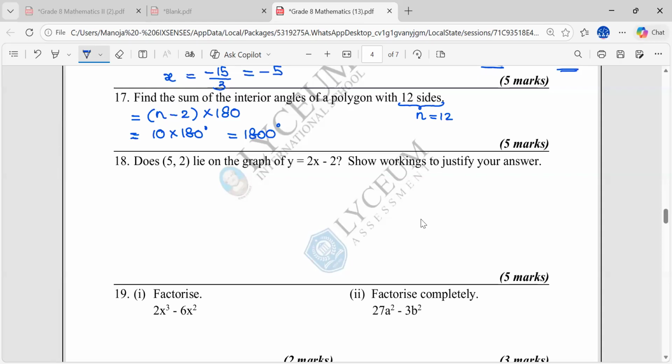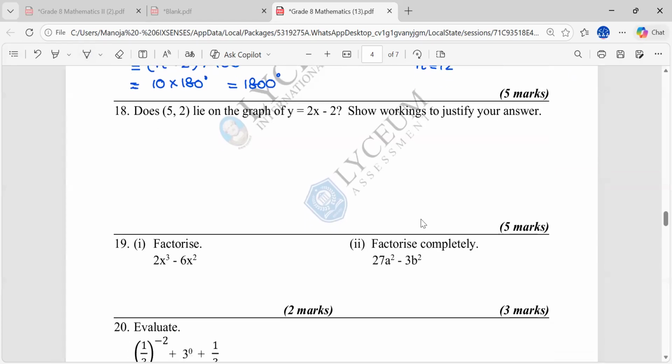So they are asking the sum of the interior angles. Before finding the sum of the interior angles, we want to understand how many triangles we have inside that polygon. How do you find that? The number of sides subtract 2. It gives you the number of triangles you can see inside this polygon. And one triangle's value is 180. You multiply it by the number of triangles. Okay. Then we will move to this one.